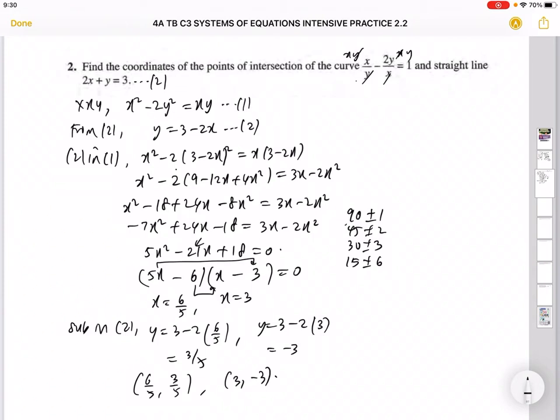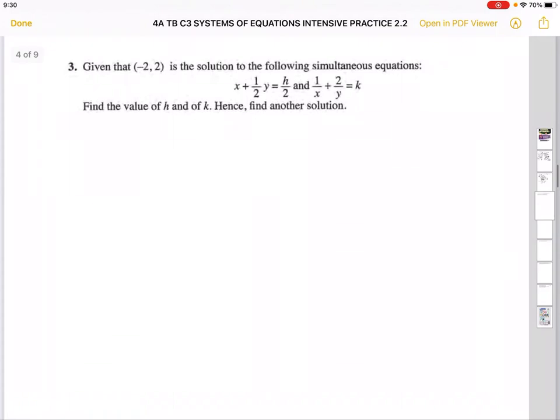Alright, so that is question number 2. Let's move on to number 3. Okay, now this question is a bit interesting, a bit different from the normal question that we have been solving, because they give us one of the solutions, but they put one unknown h here, another unknown k here. So you're supposed to find the unknowns h and k.